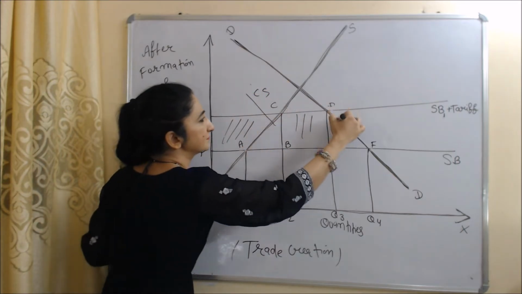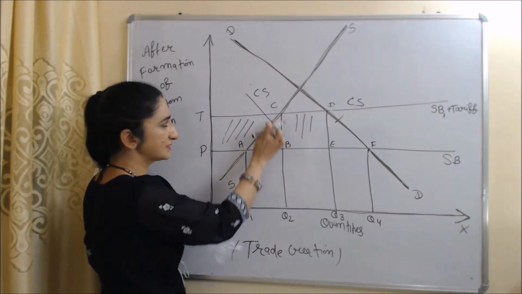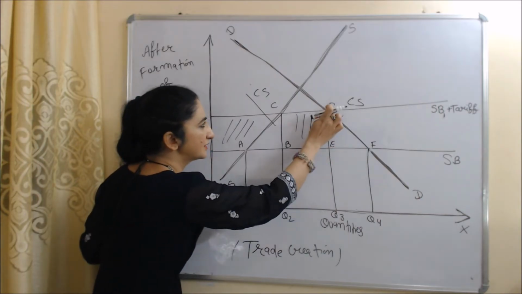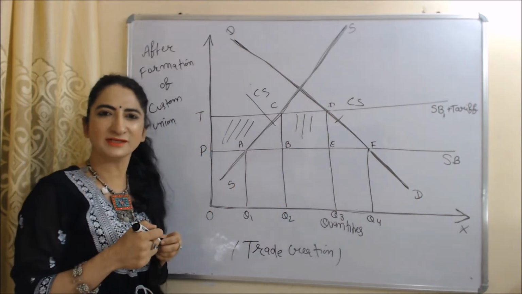This area A, B, C and E, F, D will be called net gain in consumer surplus.